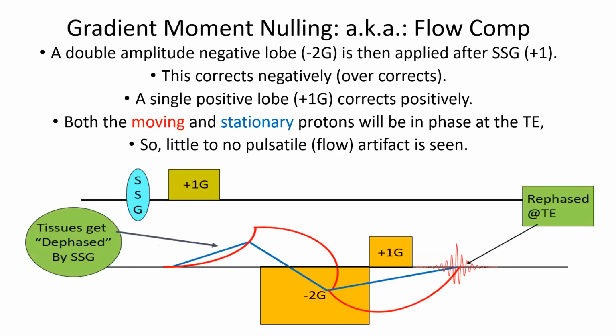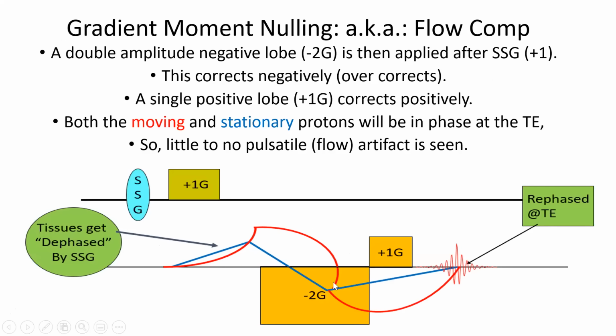So here's what it looks like, for example, in a quickie little line diagram. You've got blood flowing. You've got stationary tissue, which is blue. You've got moving tissue, the blood, which is red. You turn on this gradient. Well, they were in phase, but guess what? After the gradient, now they're out of phase. Ding, ding, ding. Oh, I'm going to get that pulsatile flow. Okay, I don't want the pulsatile flow. Steve just turned on flow comp.